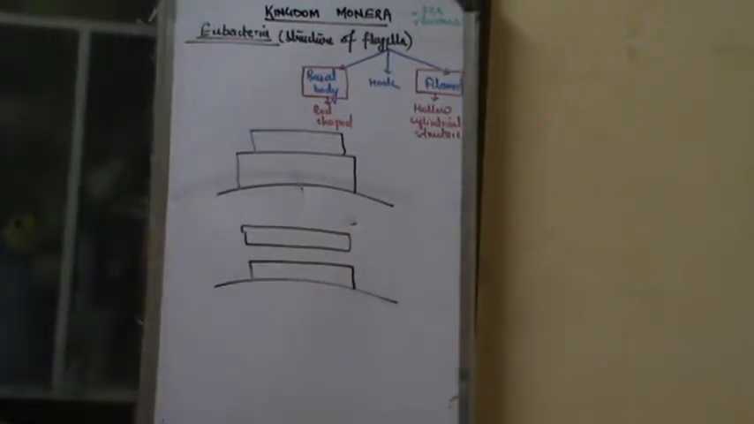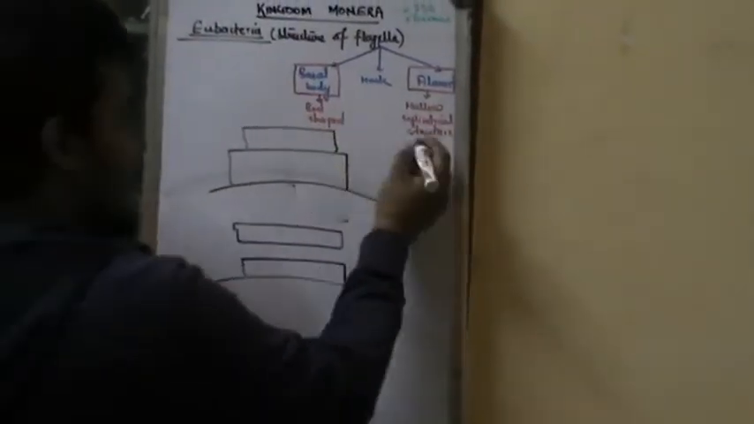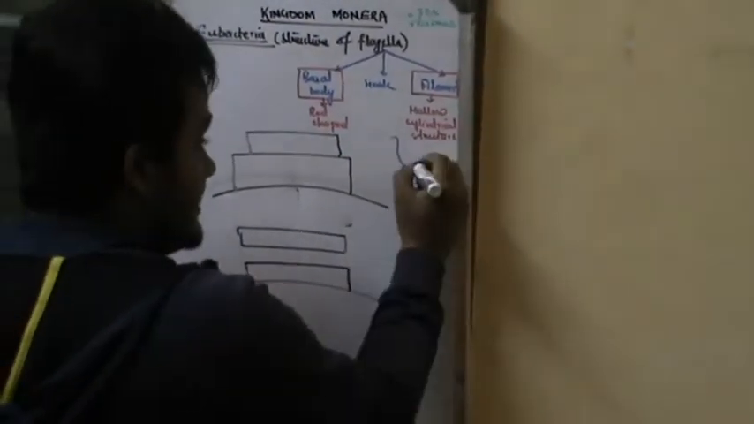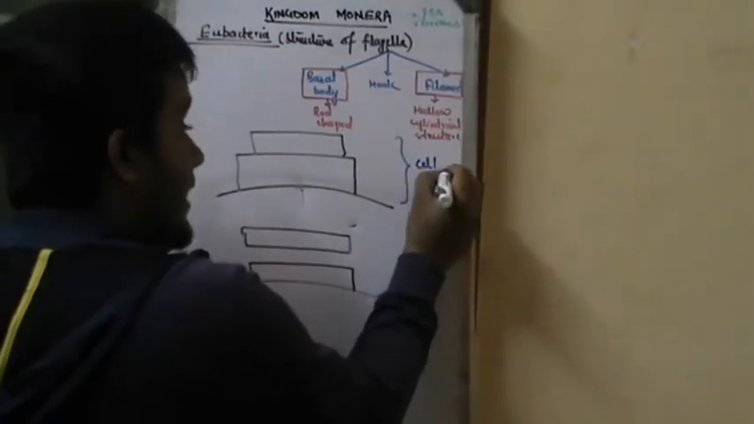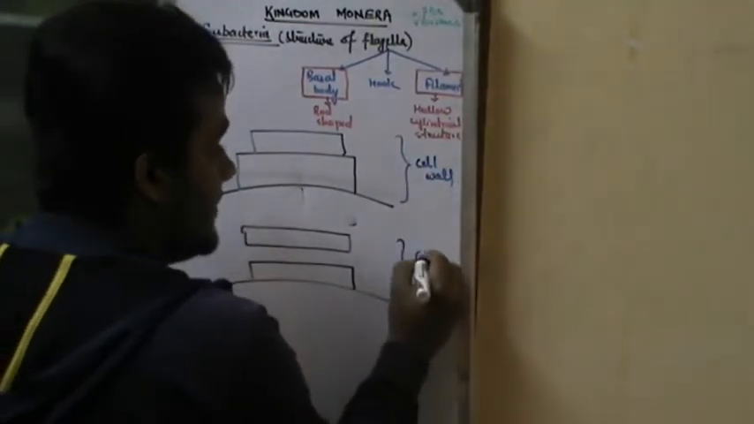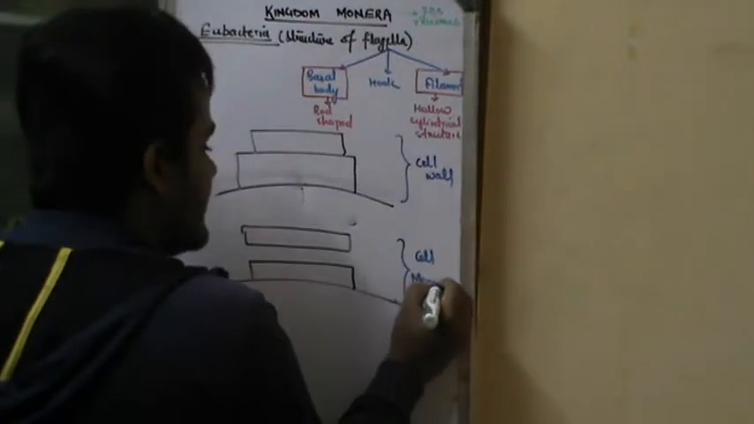Remember one thing that is very important. If a bacterium has a cell wall, then the first thing that covers the bacterium is the cell wall, and after that comes the cell membrane. If I move from outside to inside, the very first part I will get is the cell wall, and the second part is the cell membrane. It's very important for you to understand this.